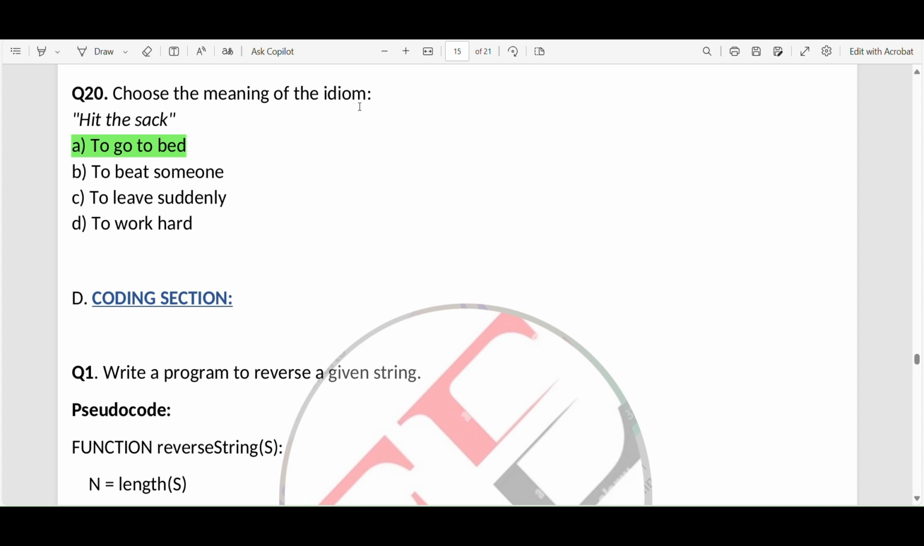And choose the meaning of the idiom hit the sack. Hit the sack is nothing but to go to bed. You need to remember this, because here we do not have any particular meaning for hit the sack. So to go to bed is the correct option from the options given.